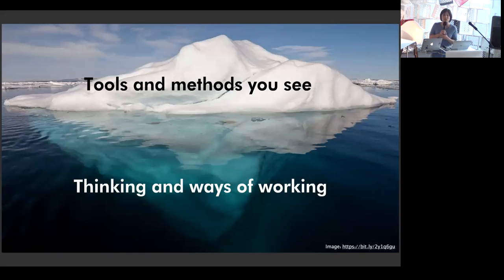It's not just about there being one set of tools and methodologies that you use. You can actually turn those things that we want to demonstrate into something that is useful for your day-to-day life and work.